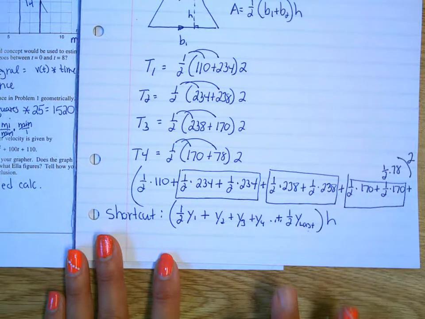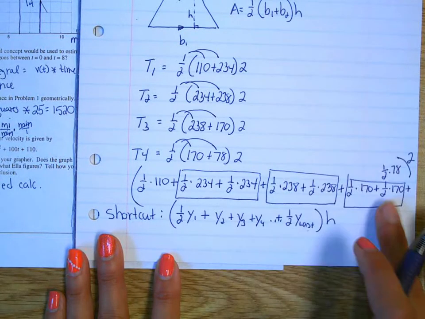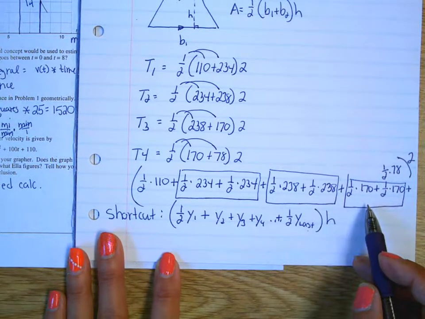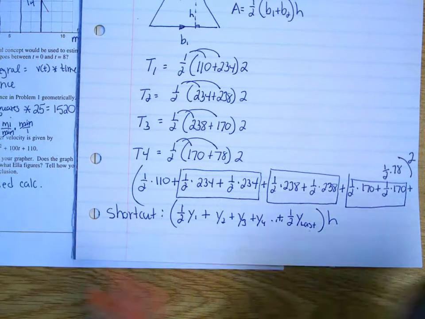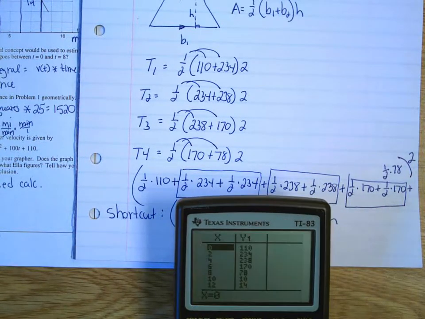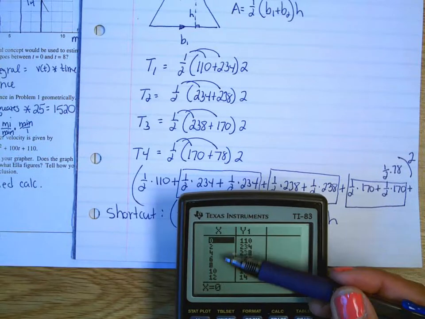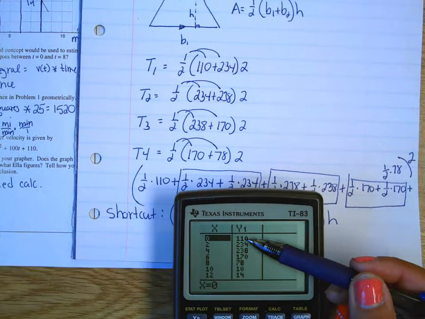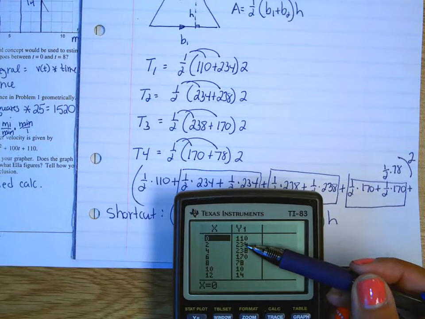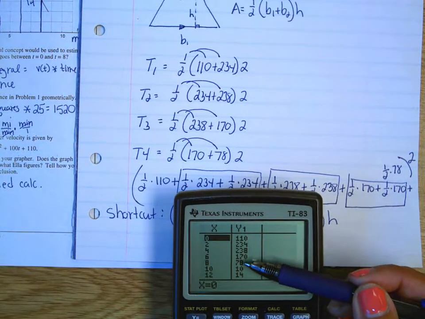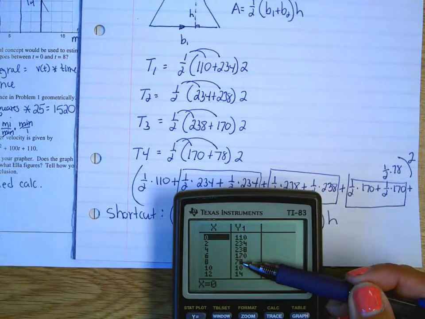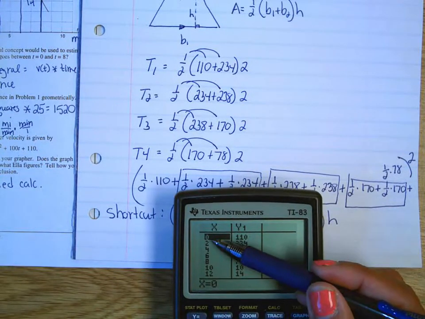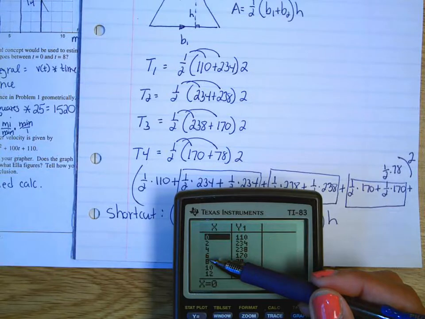So if I was to start this problem all over, now that I've discovered the shortcut, all I would do is get my table set up like we did. I know I'm going from 0 to 8, and my shortcut is half of the first y value plus all the y values in the middle plus half of the last y value times by the height. And my height is the distance here, 2 apart.